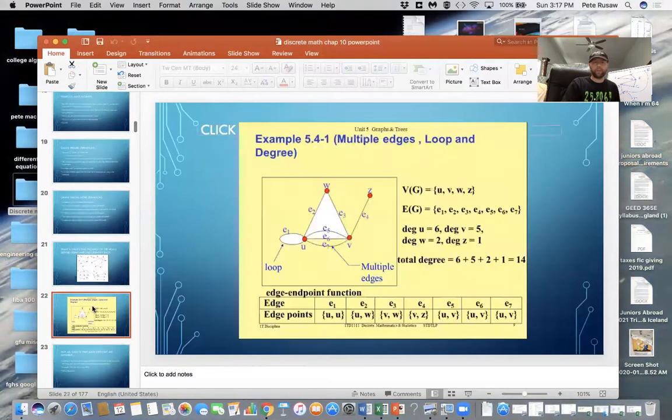Moving right along. Here's another graph. Oh, here's some parallel edges right here. Edge 7, edge 6, and edge 5 are all parallel edges. You got a loop right here. This edge endpoint function is just a function that gives each edge and what their endpoints are. And you can see we've got the degrees of each vertex and then the total degree of the graph. So the degree of the vertex, again, is how many edges come into it. So vertex V would have a degree of 1, 2, 3, 4, 5. The degree of V is 5.